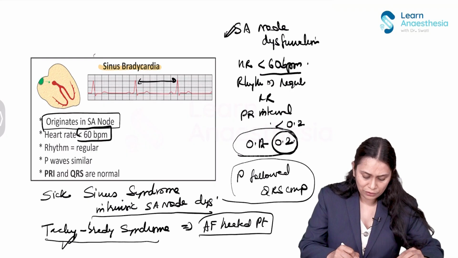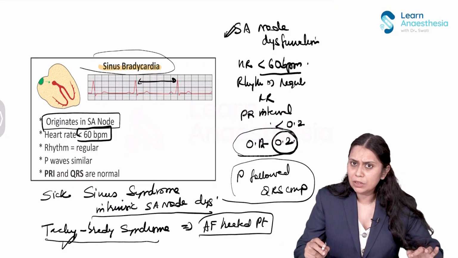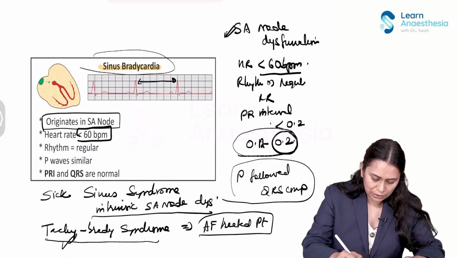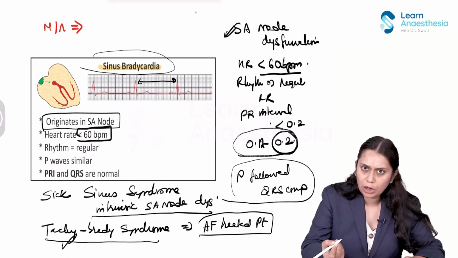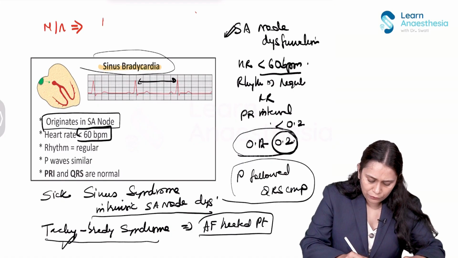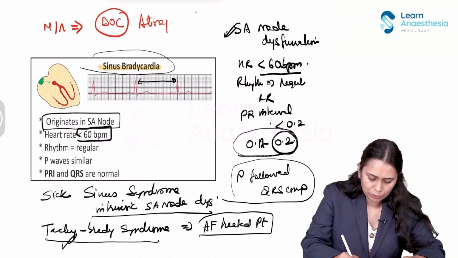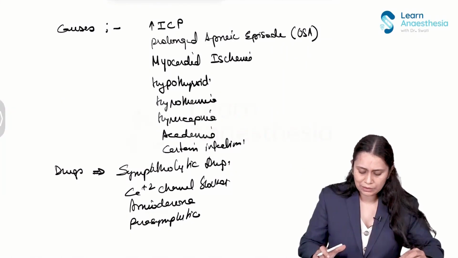Now management of sinus bradycardia depends upon the symptoms. If the symptoms are coming, the drug of choice is atropine. So management is according to the symptoms, and we will talk about the management more. The drug of choice in case of symptomatic sinus bradycardia is your atropine, and asymptomatic never has to be treated. The dose of atropine I would discuss further. So this is sinus bradycardia.